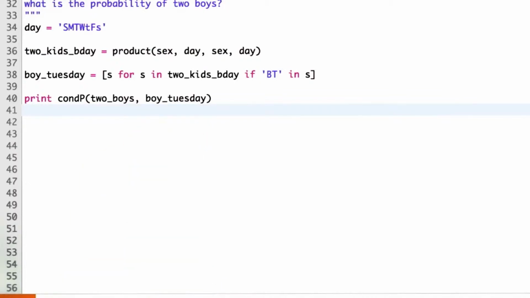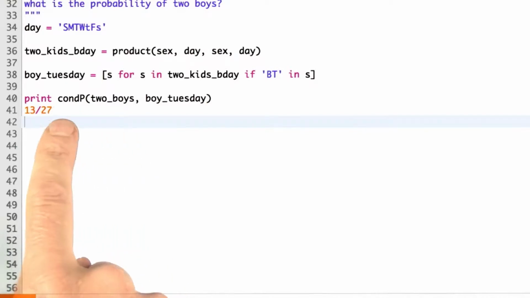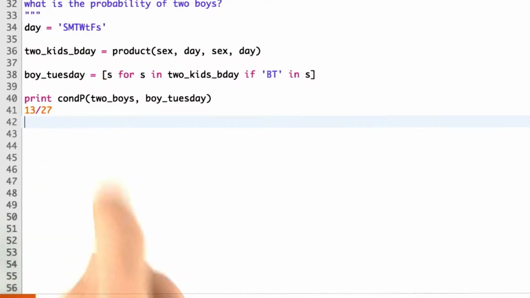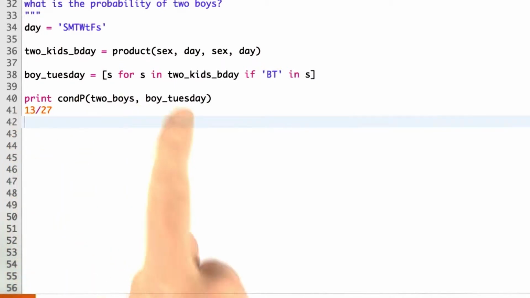If I go ahead and execute this and print the result, it comes out 13/27. Wow, where did that come from? That's surprising. First of all, it's not a third, which you might have thought should be the answer if you believe the argument that Tuesday doesn't matter. And secondly, not only is it not a third, but it's much closer to a half than it is to a third. So just having the birthday there really changed things a lot.